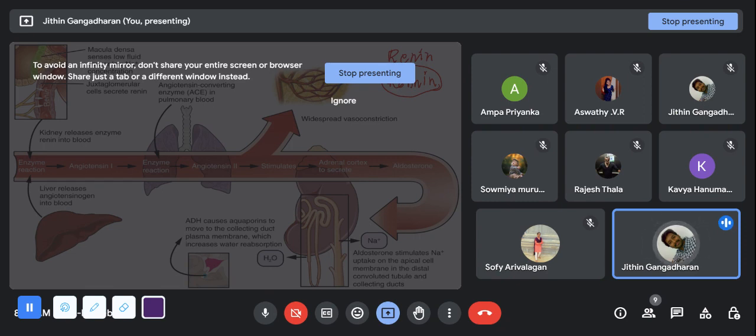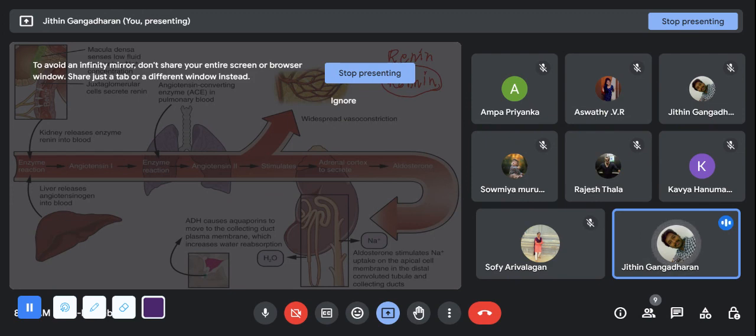Why does the kidney release renin? When the macula densa, or simply understand it like this, when your kidney understands that the sodium level in the blood is less, the kidney will produce renin. When the renin is produced from the kidney, it will be released into the blood. Once it is released into the blood, there will be an enzyme reaction.